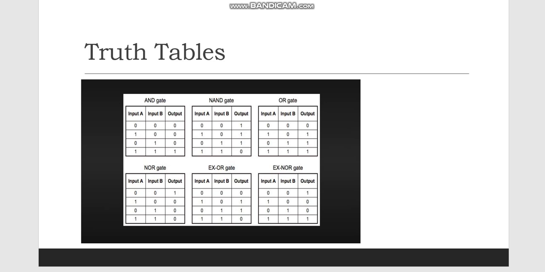The names, graphic symbols, algebraic functions, truth tables, all are parts of the logic gates. There are 8 logic gates. The 8 logic gates are AND, OR, inverter, buffer, NAND, NOR, exclusive OR, which is called XOR, and exclusive NOR, or equivalence. So here we are going to see a few of those logic gates.